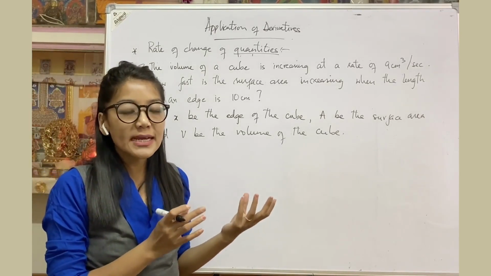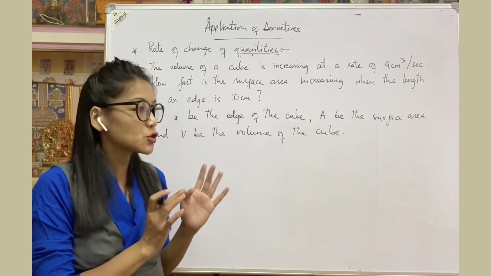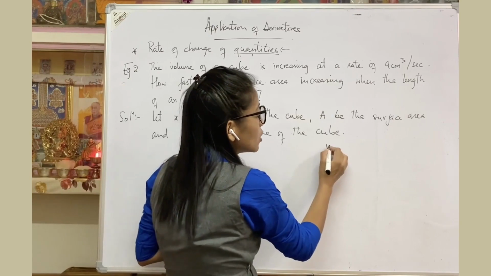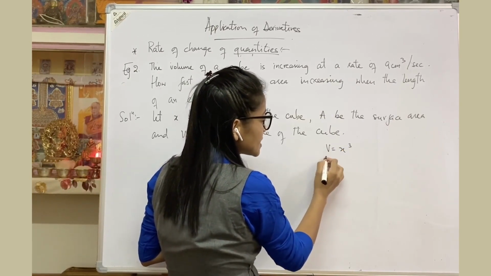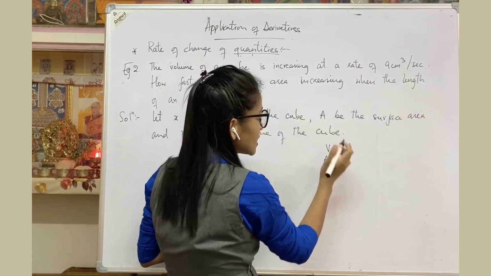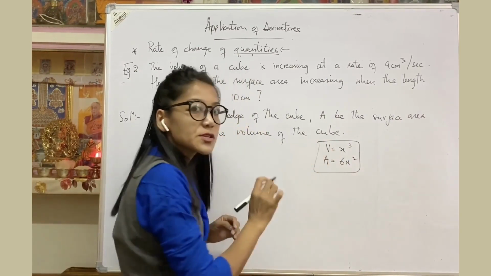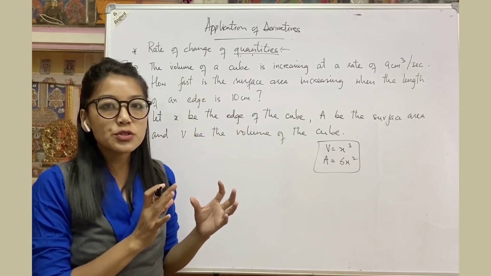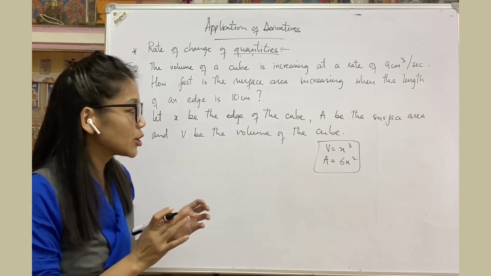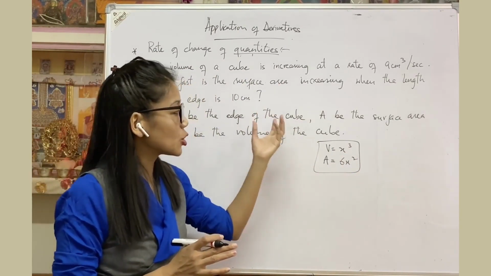Now you should know the formula to find the volume of a cube whose side is x, and the surface area of a cube whose side is x. You should know both of these. So we have volume equal to x cube and surface area, which I've written as A, equal to 6x square. You should know these two formulas first of all. That's why I told you that you should know all the mensuration formulas you learned in class 10. All these formulas are to be used in this particular topic, right?